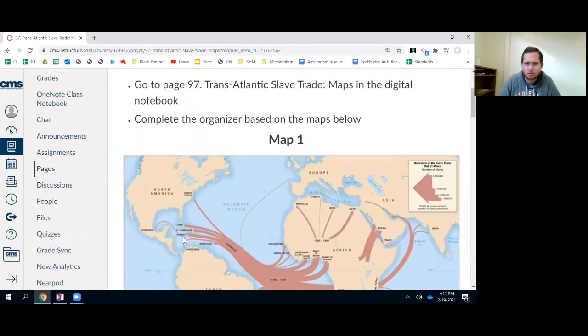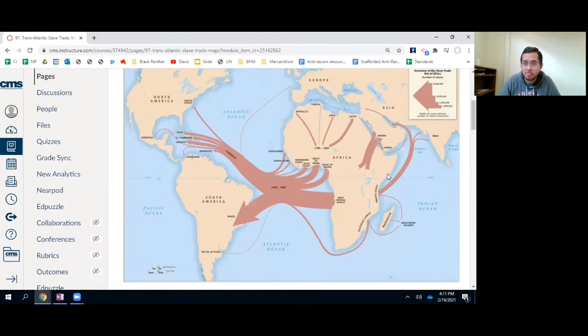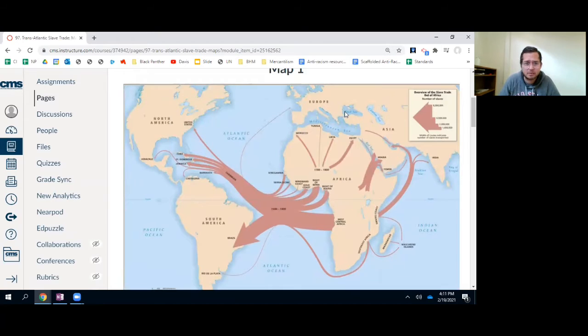We have the oceans labeled. The continents are labeled. We have some seas labeled as well. And then it looks like maybe we have some specific countries labeled. Along this coast, we have the United States, Cuba. We have some specific countries labeled as well.